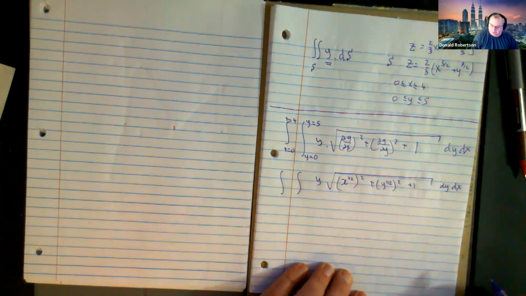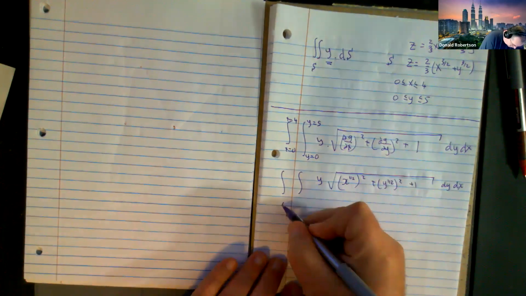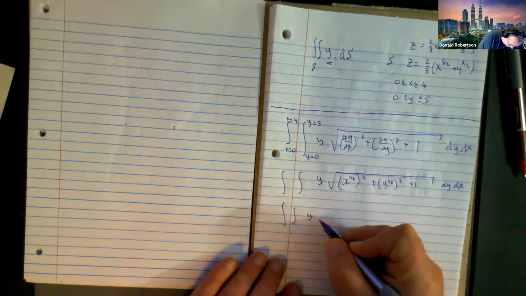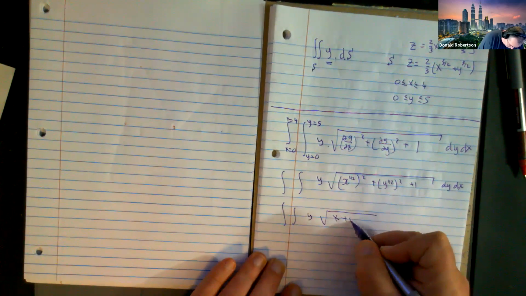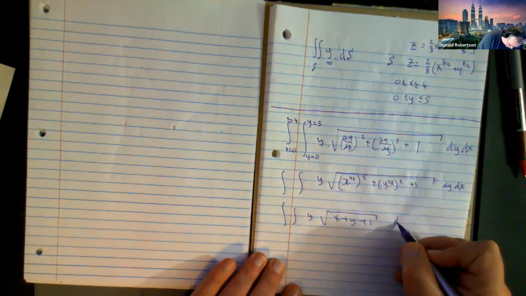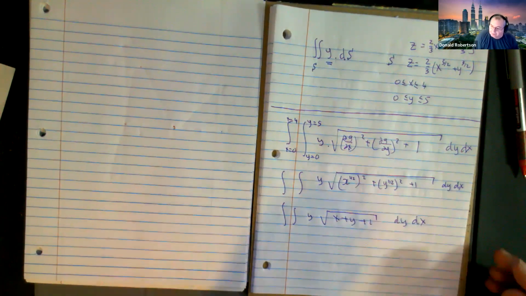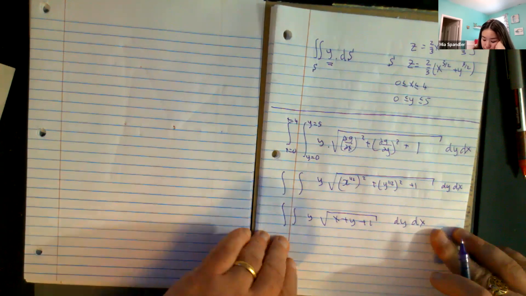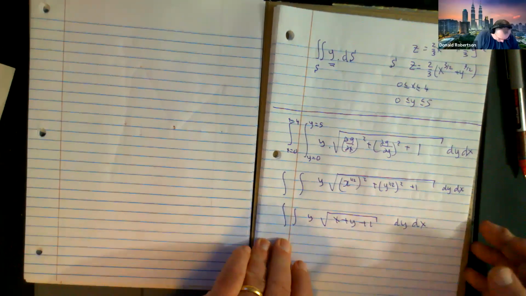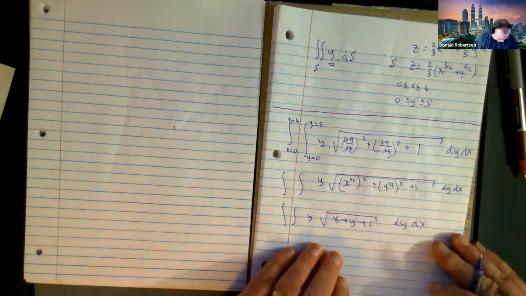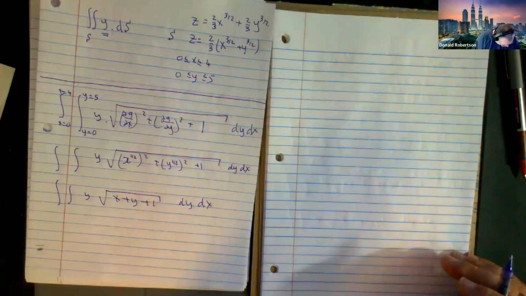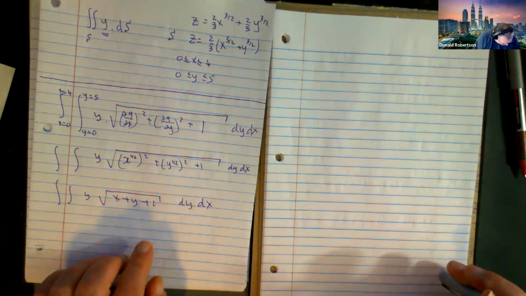Yeah. Okay. So we now have a y, a square root of x plus y plus 1. We've got a dy, we've got a dx. Were you pretty much the same place? Yeah. Right. So it's nice when things get awkward, right? Yeah.